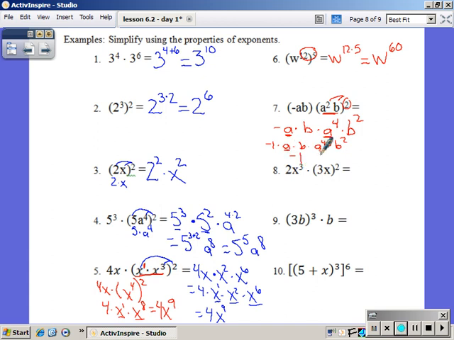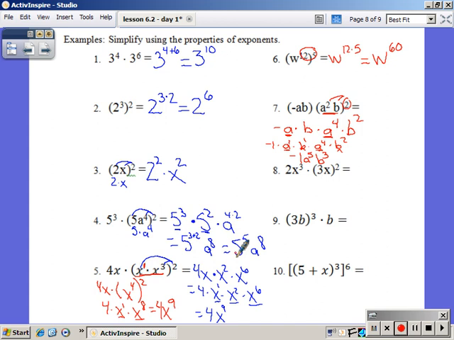Now let's put those A's together. A to the first times A to the fourth. Product of powers, add those exponents, 1 plus 4, A to the fifth. And then we can do the same thing with our B's. This B is to the first power, and then we have 2 more, making a total of B to the third.